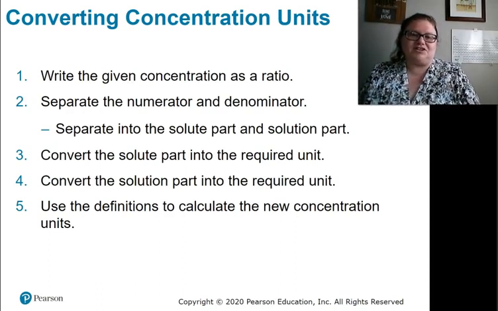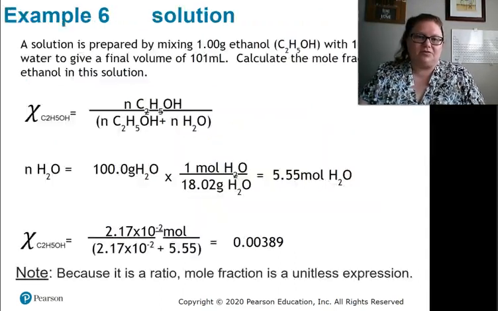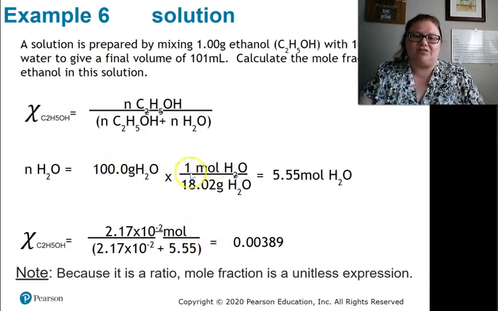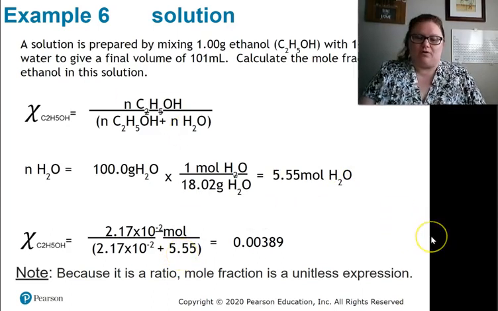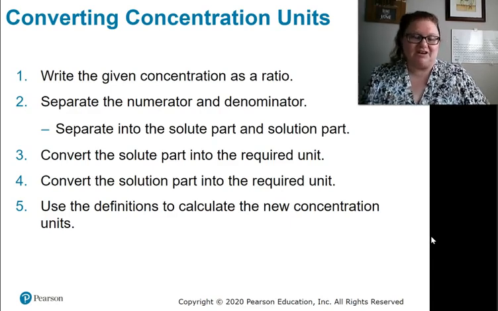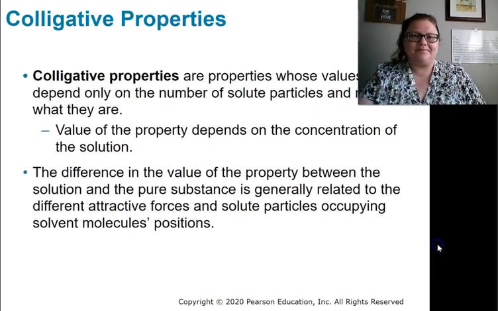So if we needed to convert our solute, like we did in this previous problem, let's go back. We had to convert our solvent alone here in grams. We had to convert it to moles. So we've separated that out of the calculation to do that off to the side. That's what we're talking about. And then we're plugging it in to our equation to solve for what we're asked for. Okay? So I know this is kind of wordy. Use the definitions, meaning the equations that we have, to calculate the new concentration unit.